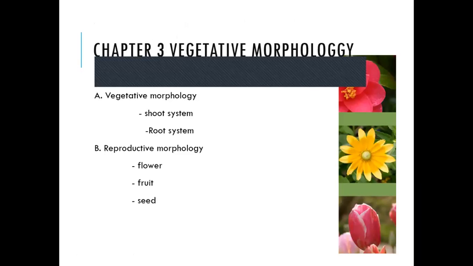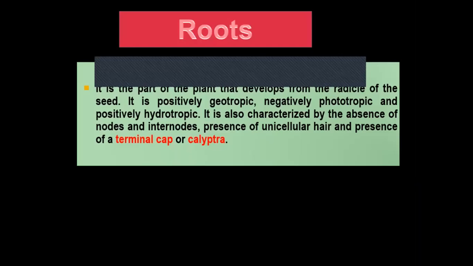In this lesson, we have studied the root system and root modifications. The roots are positively geotropic and negatively phototropic. Positively geotropic means the roots grow towards the gravitational force. Negatively phototropic means the roots grow away from the sunlight, and they grow towards water, so they are positively hydrotropic.